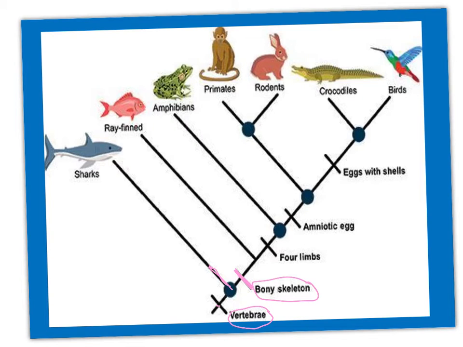And if you look here, we have forelimbs as another adaptation, and an amniotic egg, or eggs with shells. Here, all these things have amniotic eggs, but these do not have shells. These do.